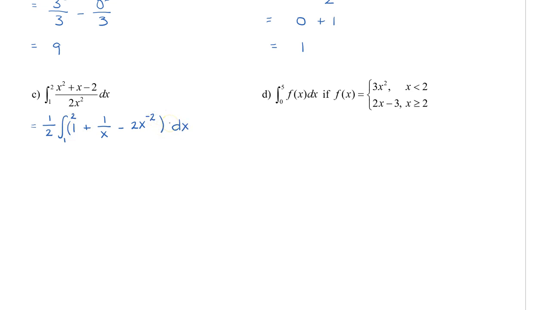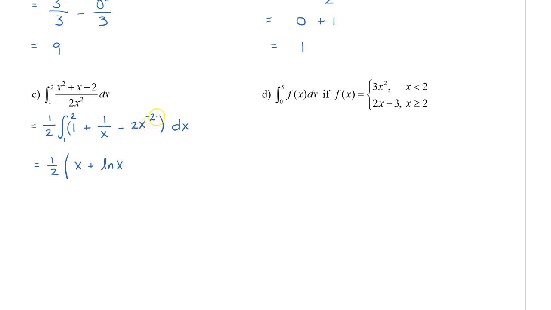Now I could have done that with the 1 over x as well. However, let's just keep going and I'll show you why I didn't. The integral of 1 is x, and the integral of 1 over x is that special natural log x. This is something that you should recognize. Whenever it's 1 over x, remember that the antiderivative of 1 over x is the natural log of x.